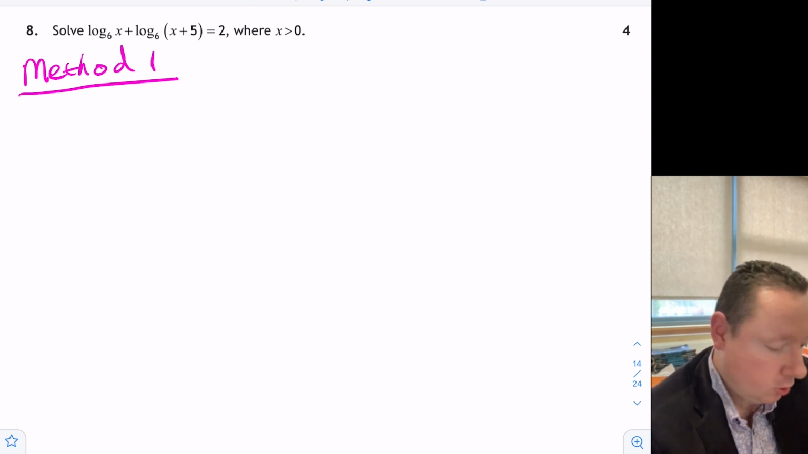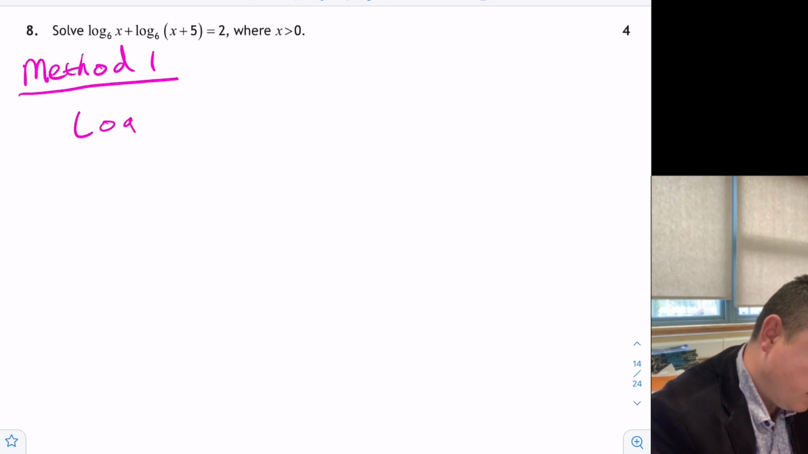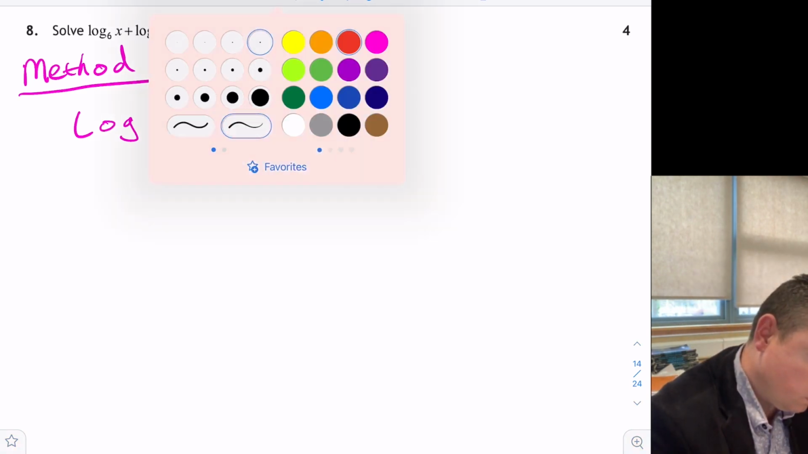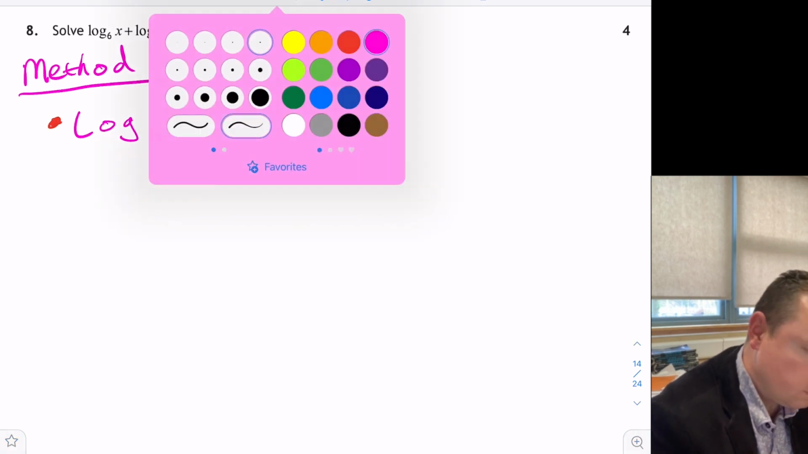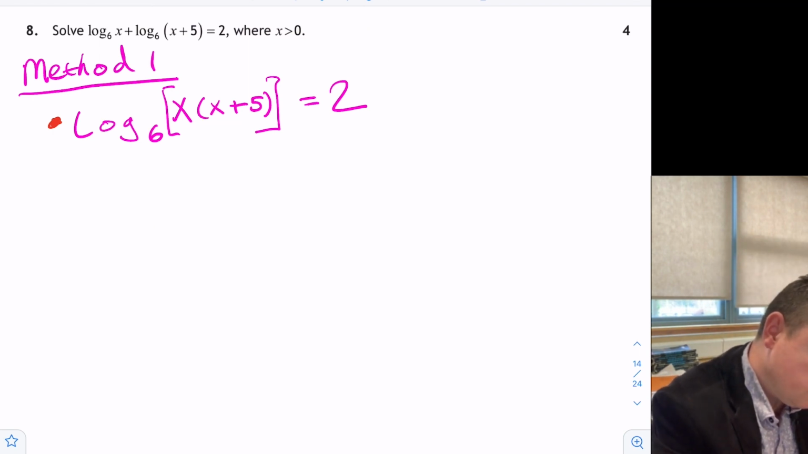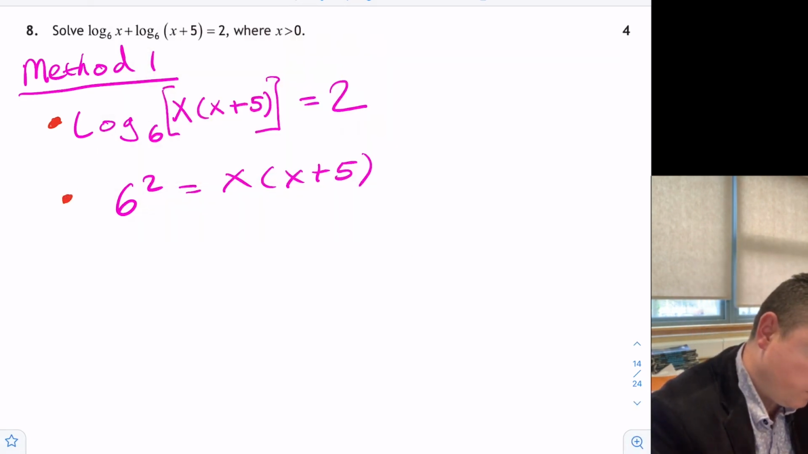The first method is to combine the two logs. The plus is one single log, so we could write that as log base 6 of x times (x + 5) equals 2. And there's your first mark there. Okay, moving to the second mark, we can write that as 6 squared equals x times (x + 5), or x times (x + 5) equals 36. So there's our second mark there.